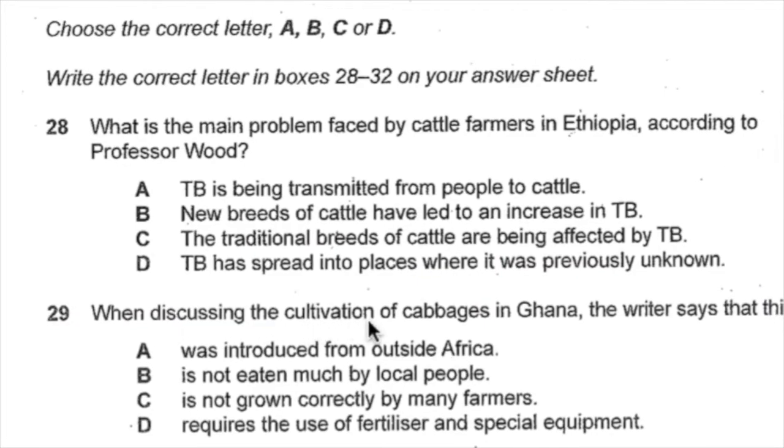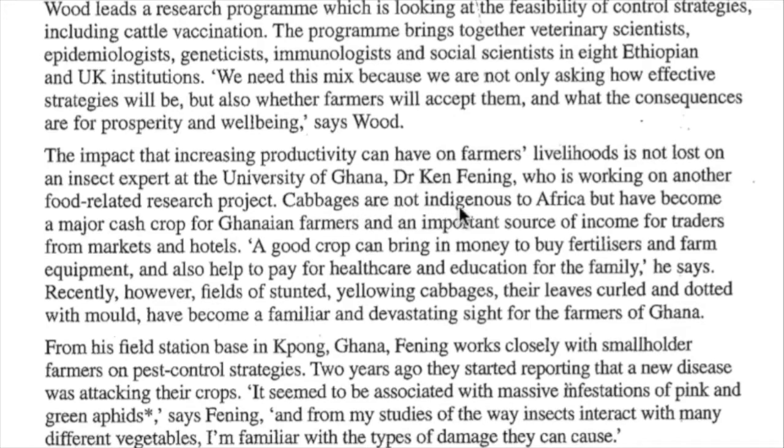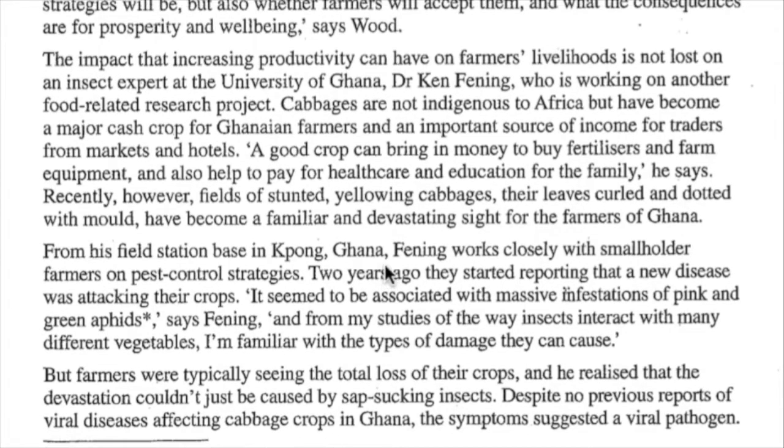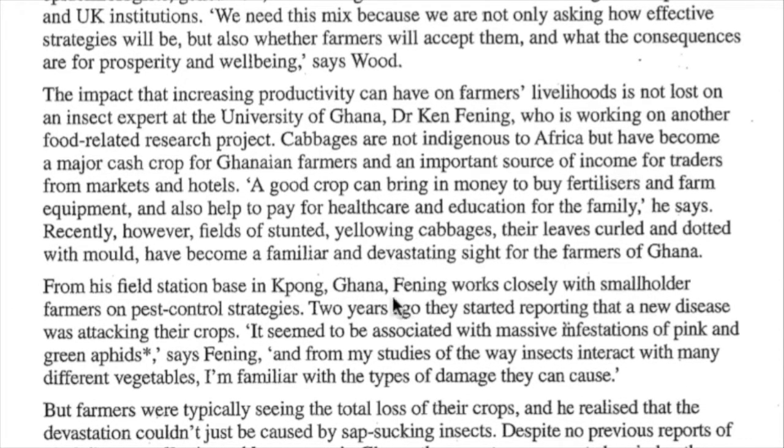When discussing cultivation of cabbages in Ghana, the writer says that this crop, introduced from outside Africa, is not eaten much, not grown correctly, or requires the use of fertilizer. Okay. Cabbages are not indigenous to Africa but have become a major category. So it doesn't say it is not eaten much, not grown correctly, or requires fertilizer. It definitely says it was introduced from outside Africa, in the sense that it is not indigenous. Not indigenous means it was introduced from somewhere else. Cabbages are not indigenous to Africa. That means A is the correct answer.